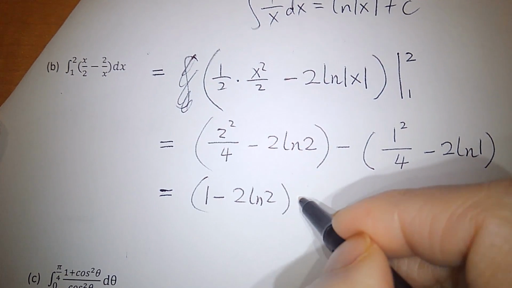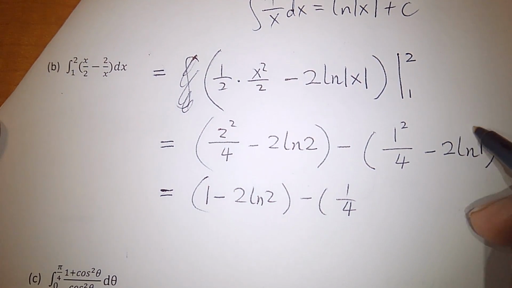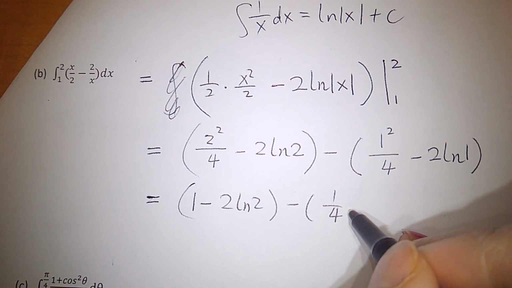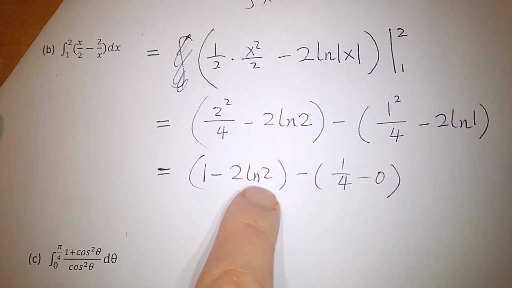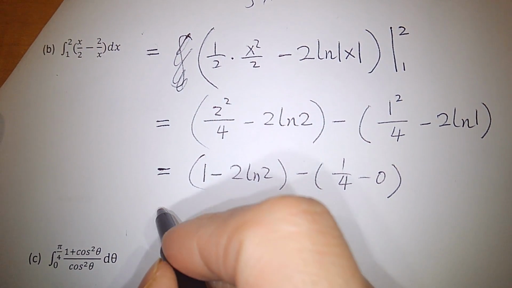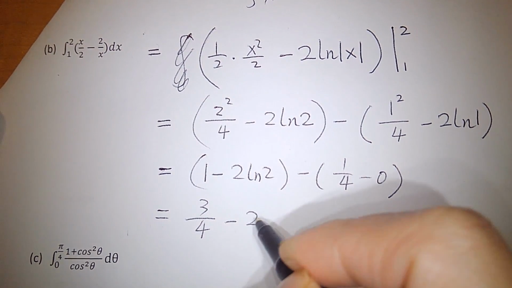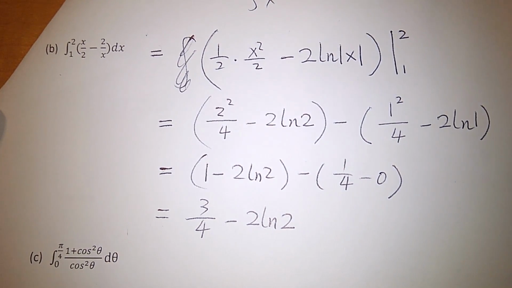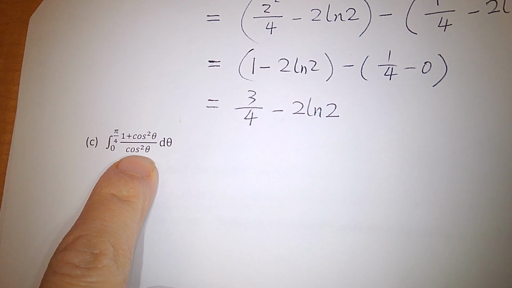And then minus what? 1/4. What is 2 times ln 1? What is ln 1? 0. Yes, it's 0, right? So eventually the answer is 1 minus 2 ln 2 minus 1/4. So the answer has to be 3 over 4 minus 2 times what? ln 2. Done.